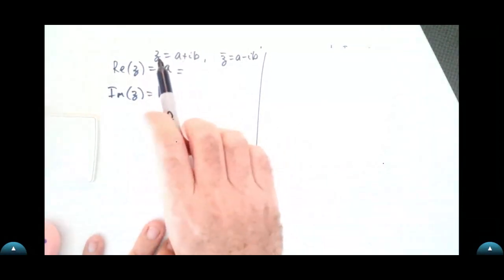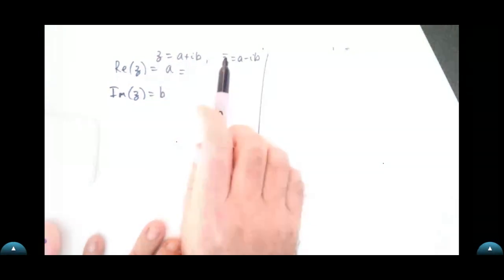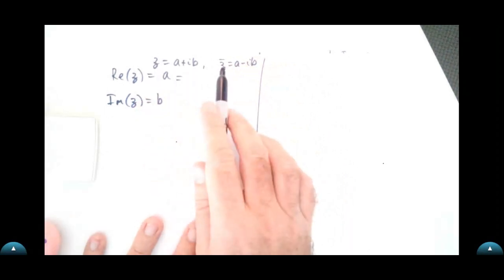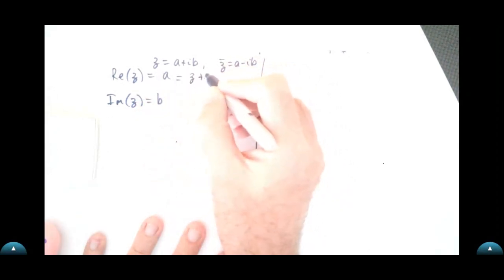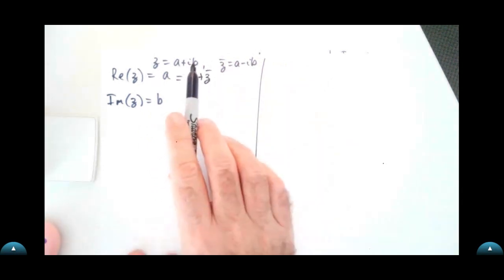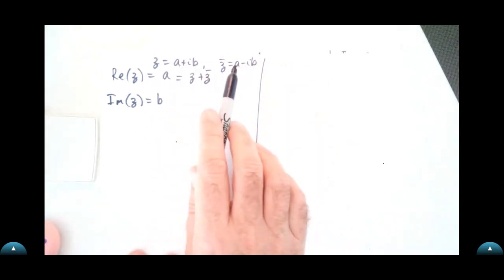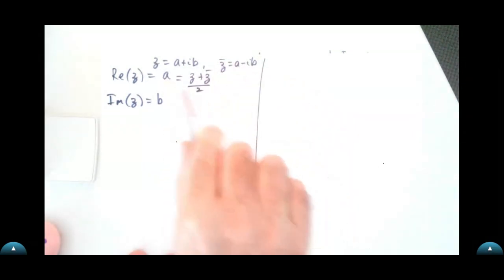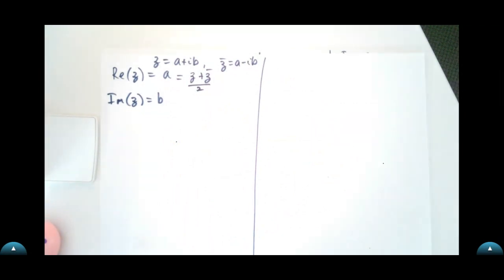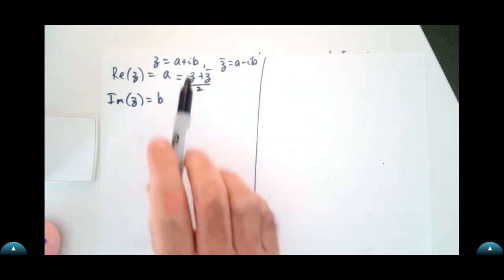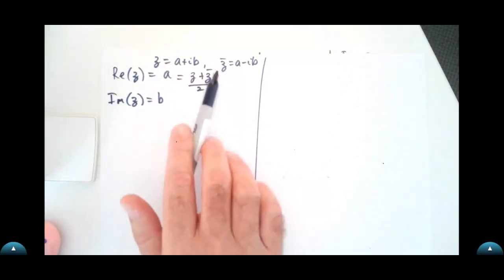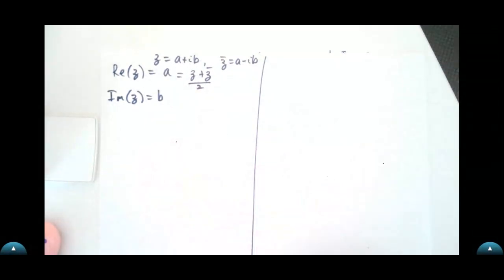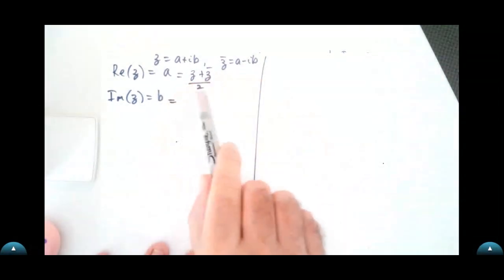If I add the conjugate to Z, watch what happens, Darren. If I add Z to Z bar, the IBs cancel and you get 2A. So if you divide that by 2, you get A. You're following so far, Darren? If I add Z plus Z bar, I get 2A. And then to just get the A part, I divide by 2. Okay, what about this one?